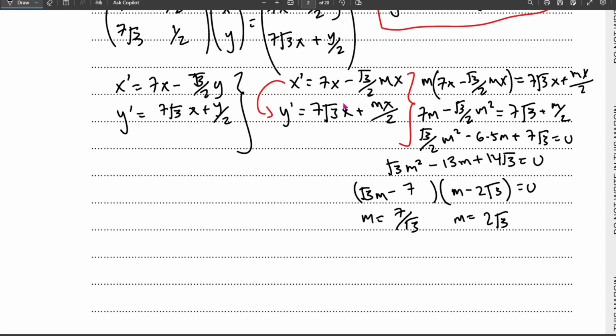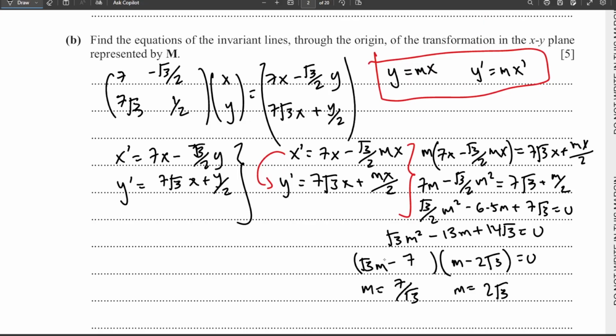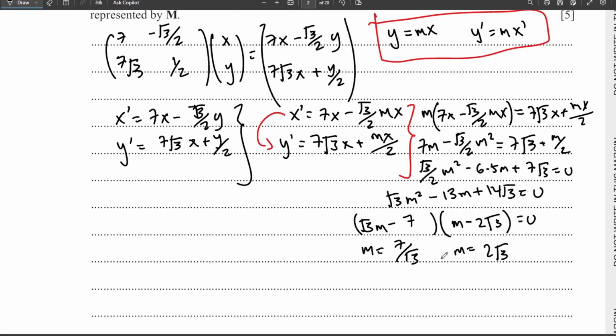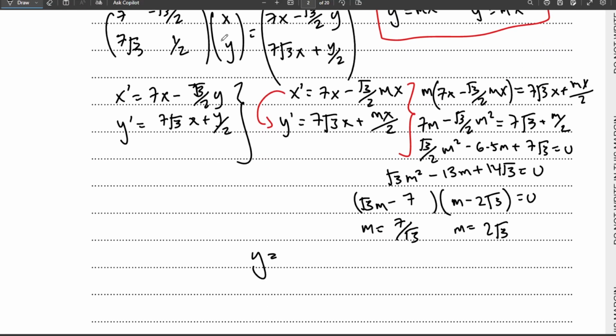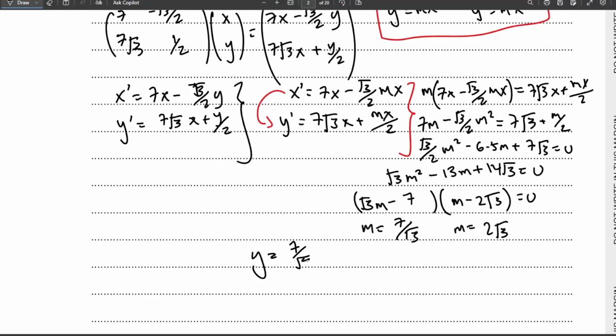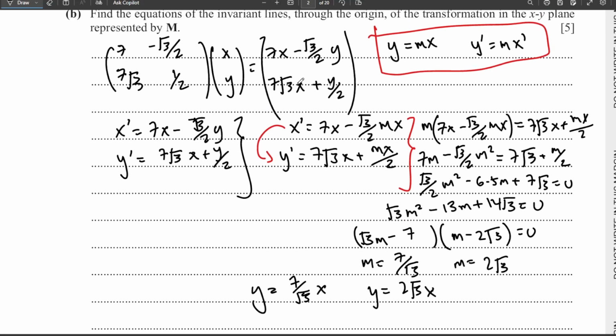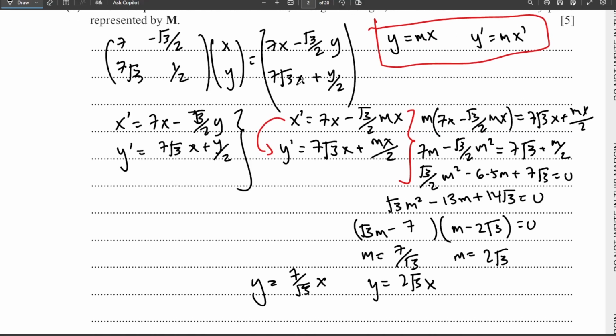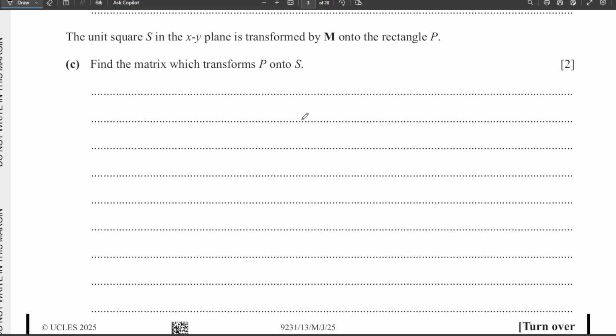Okay, so after you do the substitution, you should be able to get a quadratic equation in terms of m with some surds inside, which you should be able to factorize out. And the two values of m you should be able to get are 7 over square root 3 and 2 square root 3, for which the lines you can substitute back into the equation of the lines, right? So you can substitute back into this one, y equals to this x, y equals to 2 square root 3x. So these are the two invariant lines for which this will be represented by the transformations. Okay, so these two is our final answer. And we move on to question C.